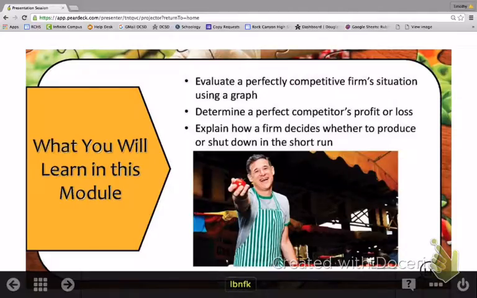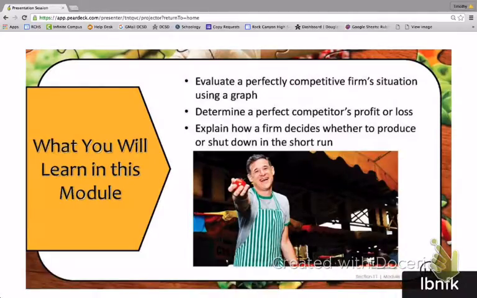Okay, so in this module, the first thing we're going to do is to evaluate a perfectly competitive firm situation using a graph. We will continue our discussion from the last module to determine a perfect competitor's profit or loss and explain how a firm decides whether to produce or to shut down in the short run.